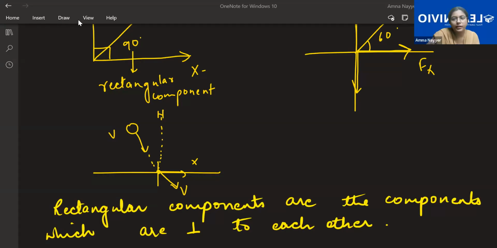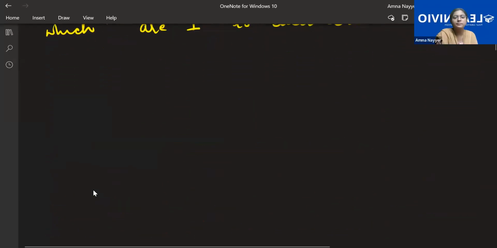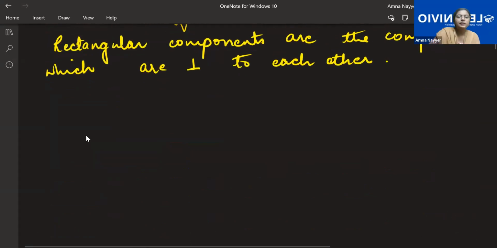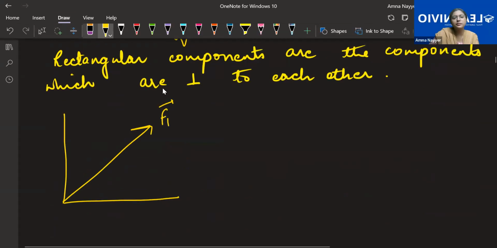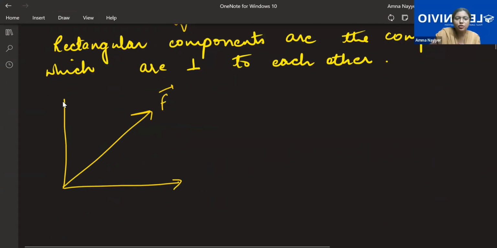Okay. I think both of you have written. Let's see how we actually resolve the components. When you have a component, let's say this is the vector. Let's say some force F1 is there. It has two components along the x-axis and y-axis.